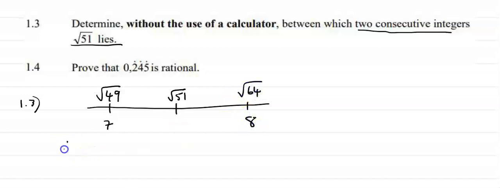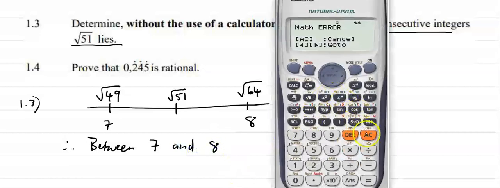So what can we conclude? Therefore, it will be between 7 and 8. You can double check using your calculator. The square root of 51 equals 7.14. 7.14 will lie between 7 and 8.